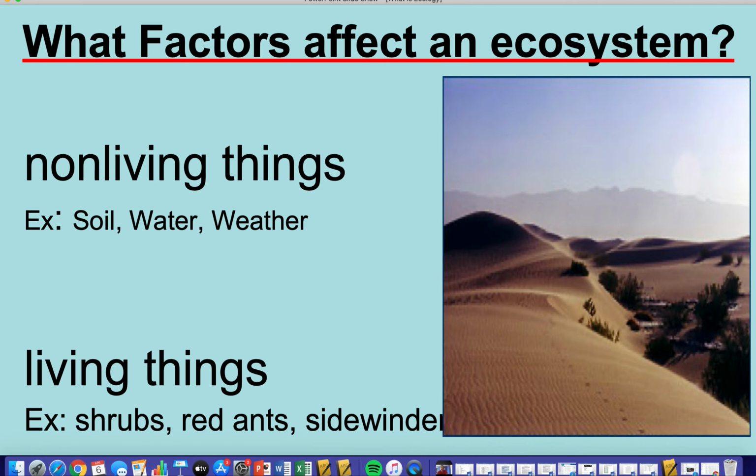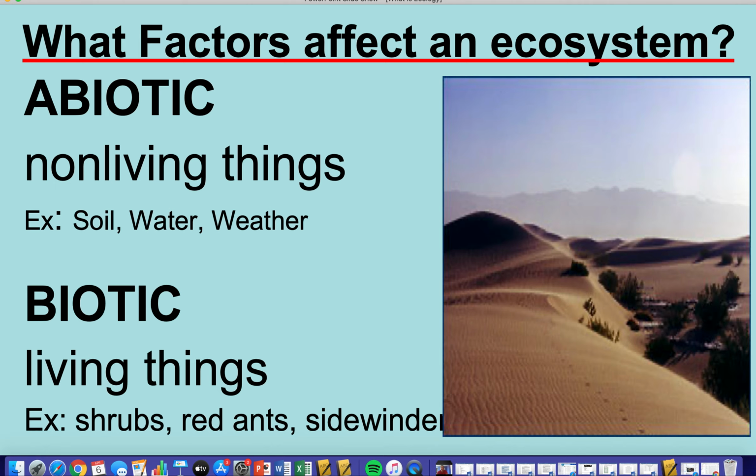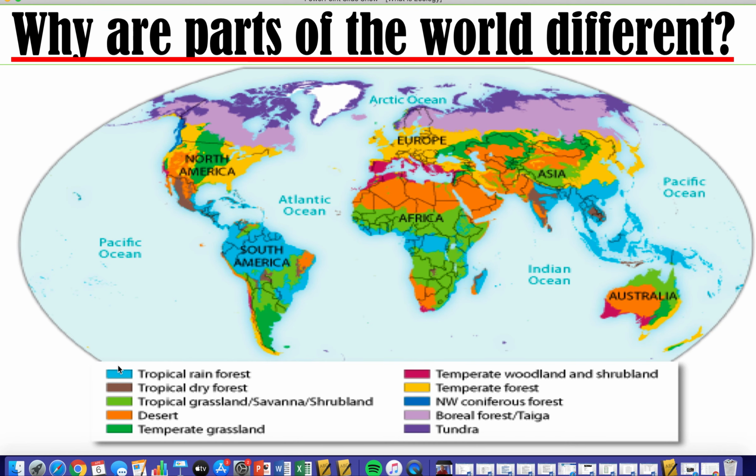We distinguish these between living things and non-living things. As I said, the sand or the sunlight would be a non-living thing. It could be soil, water, the cloud cover, etc. These are non-living things, whereas the shrubs and the animals are all living things. When we talk about non-living things, we're talking about abiotic, the A meaning non, because biotic means living. So abiotic is non-living, and biotic refers to the living things. This picture right here is all of the biomes that we have in our world.